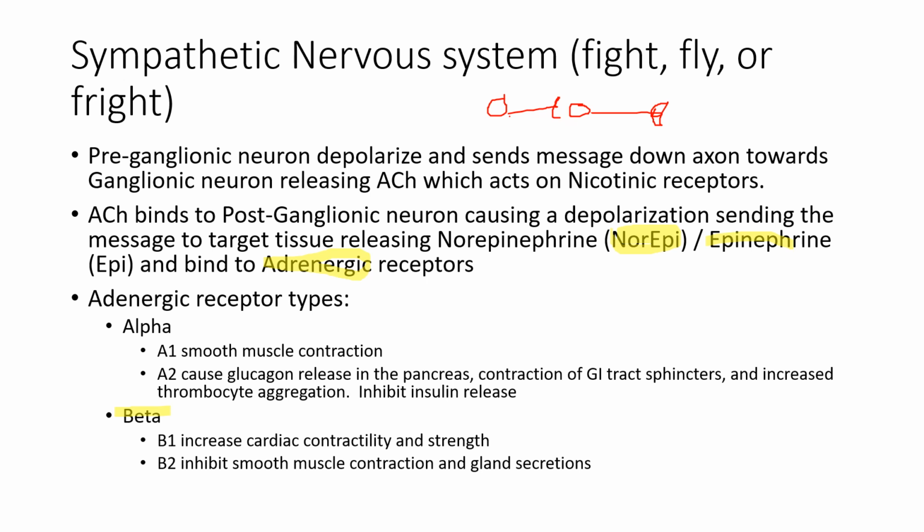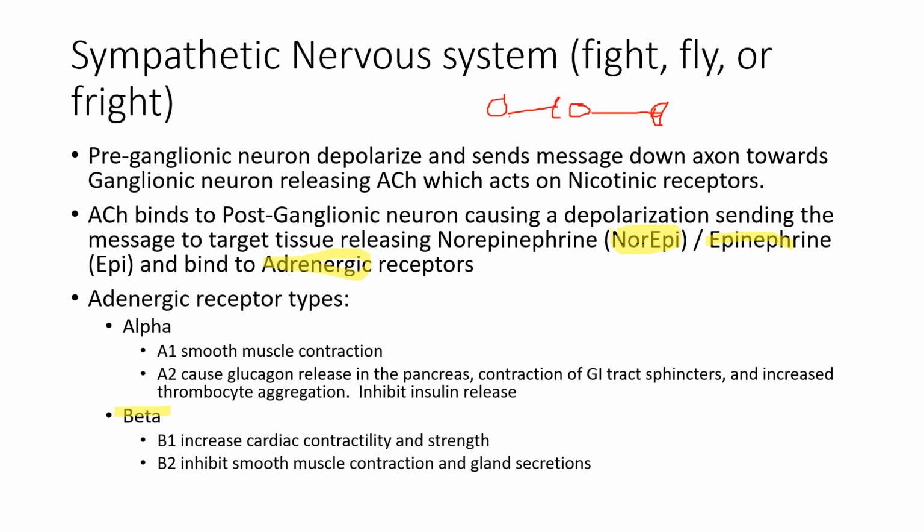So B1 receptors work on the heart. And if the norepinephrine leaves to the target tissue and acts on a B1 receptor, it's going to cause the heart to contract faster and stronger. And that causes an increase in contractility, strength, and blood flow. The speed and how much blood gets pumped out increases, and so you actually have an increase here.